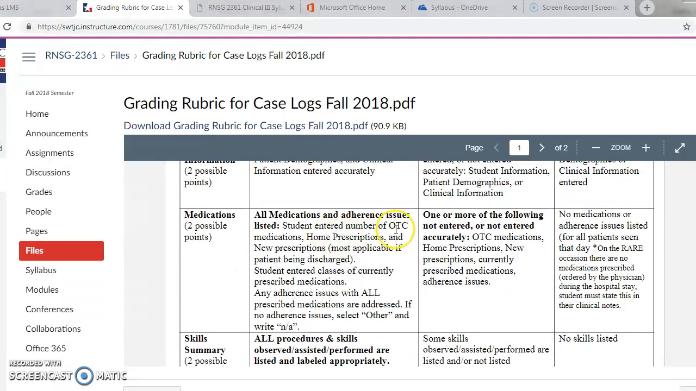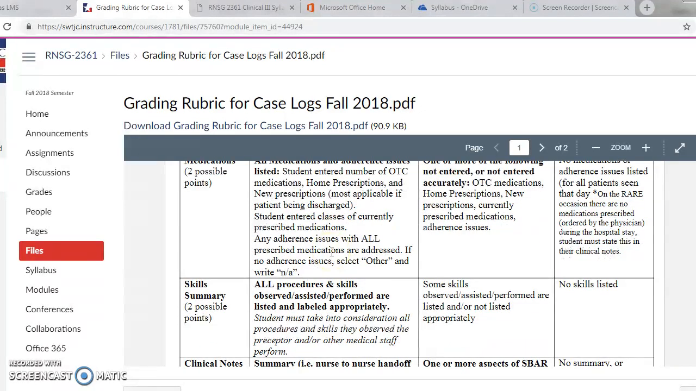Then your medications. You need to know what OTC, or over-the-counter, medications the patient takes. Just enter the number: how many home prescriptions they have. In the hospital, you would look at their home medication list. In your special care rotations, you would look at their med list kept on file to see how many medications they take at home, and any new prescriptions. These are most applicable if your patient was discharged during your shift and was sent home with new prescriptions. That's where you'd put that in there.